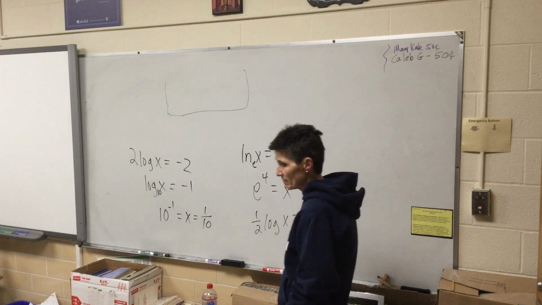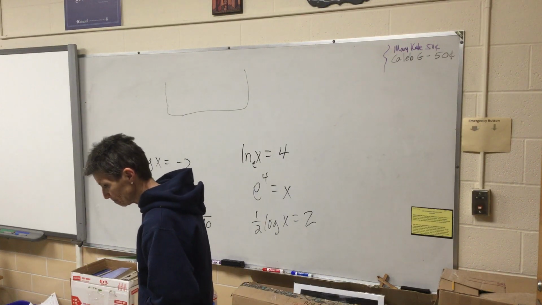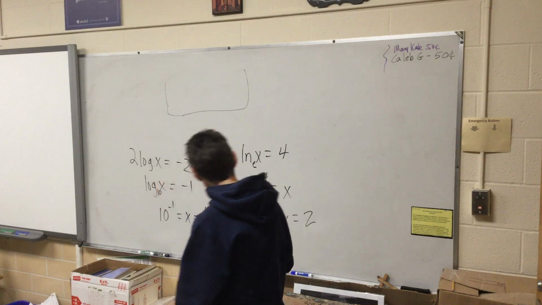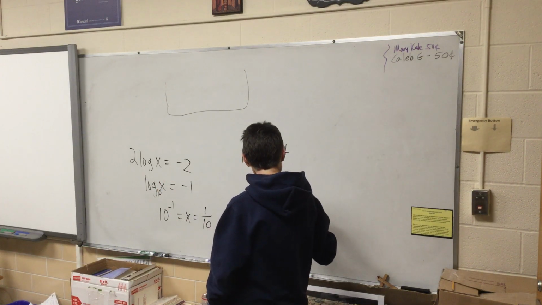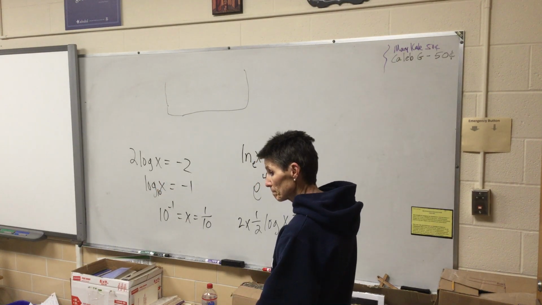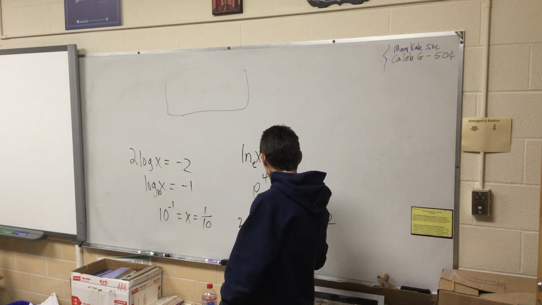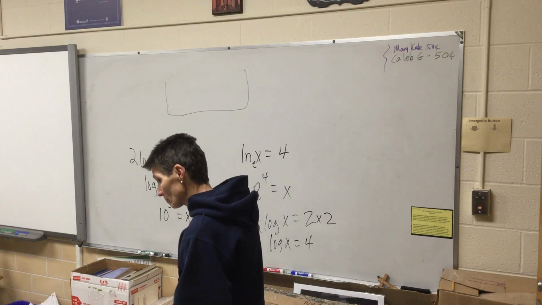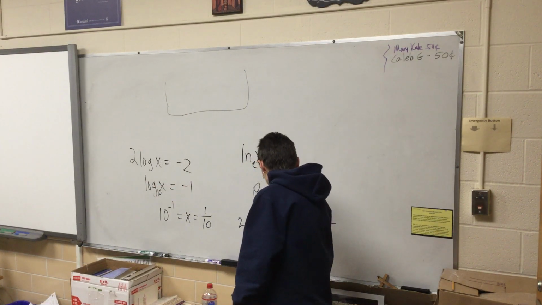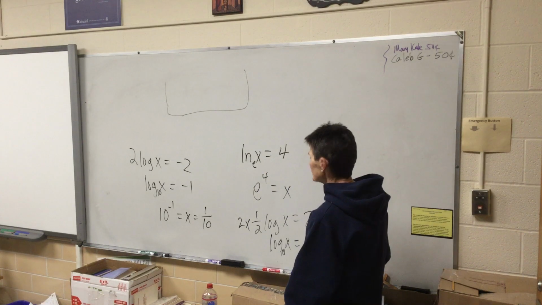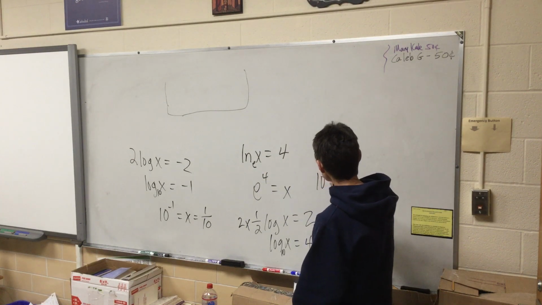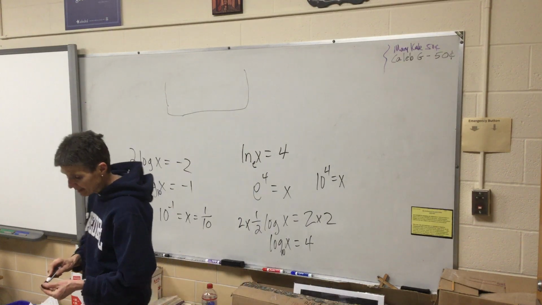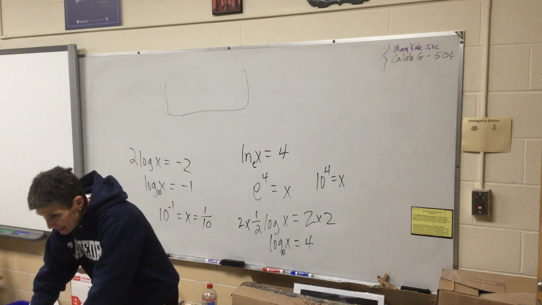All right, guys, this is problem 3D. What's the first thing I'm going to do with it? Divide by a half, which is the same as multiplying by 2, right? So log x equals 4. So it'd be 10 to the 4th. Exactly. The base is 10, so 10,000. 10 to the 4th equals x. So the answer is 10,000. 10 times 10 times 10 times 10.